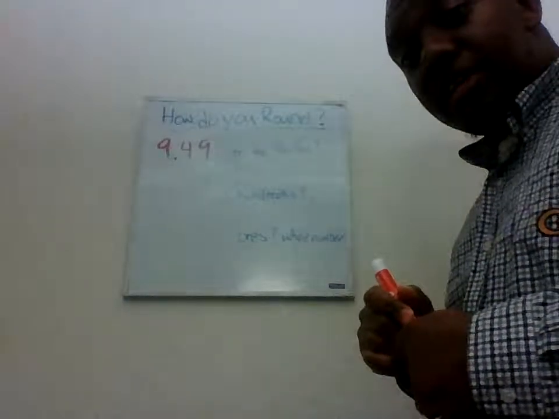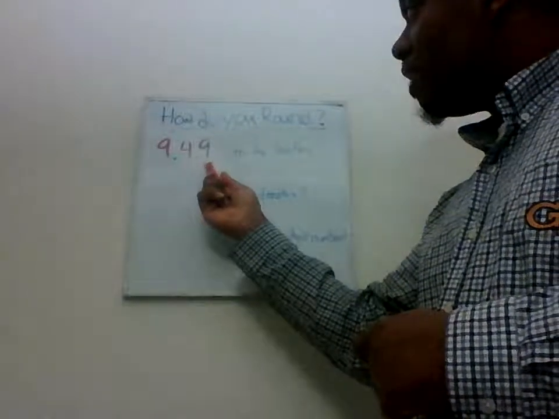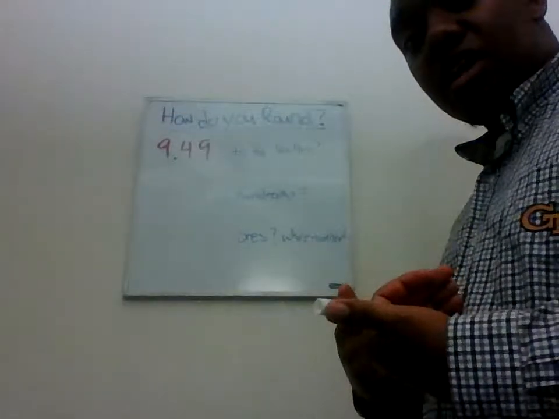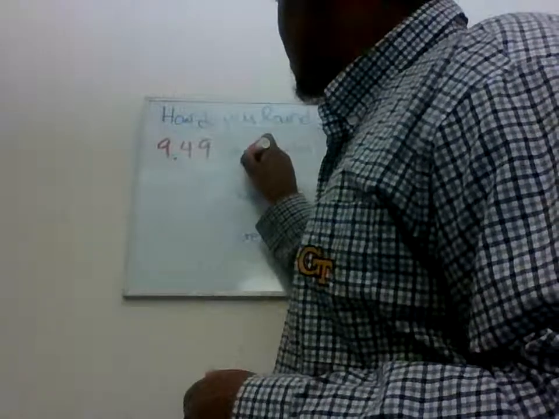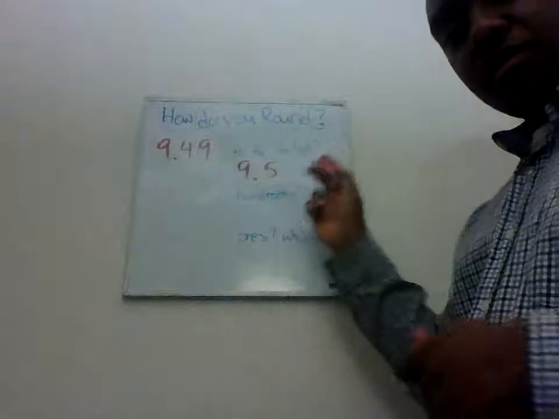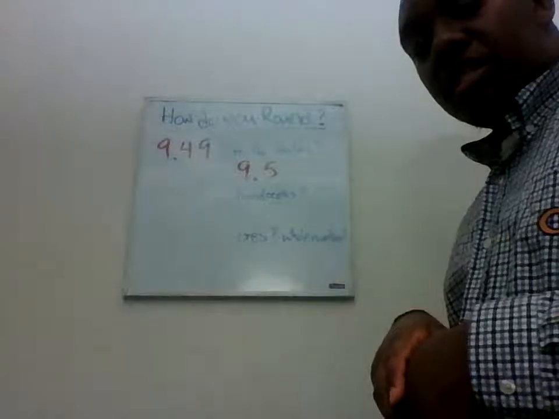So if I round to the nearest tenth, where's tenths? It's right here. That's the tenths place. So I go to the right and I see what I have. I have a 9. 9's in the top half of the digits, right? So we would round up. So our answer for rounding to the nearest tenth would be 9.5 because we make the 4 go up to 5.